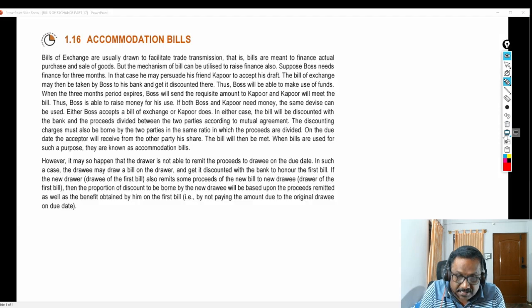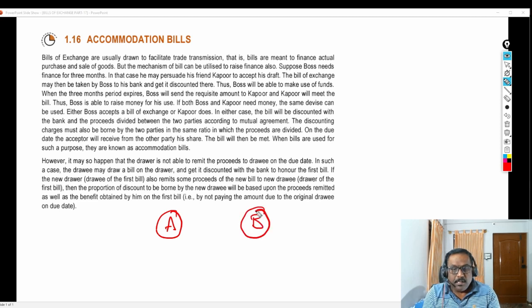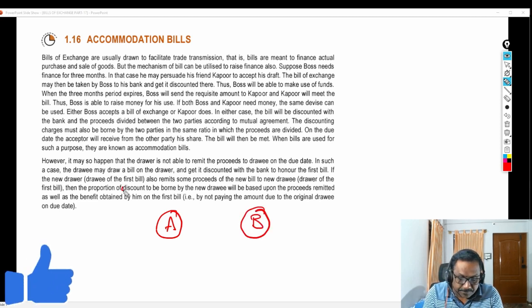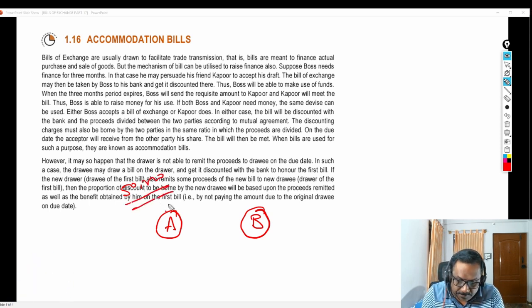Now one more scenario. Let us take the same A and B. A is in need of 50,000 rupees. He went and approached B. B, can you please help me? I need 50,000 rupees. B said, sorry A, I don't have money. I also need another 50,000 rupees. I am also searching for the money. So he is also in need of 50,000.